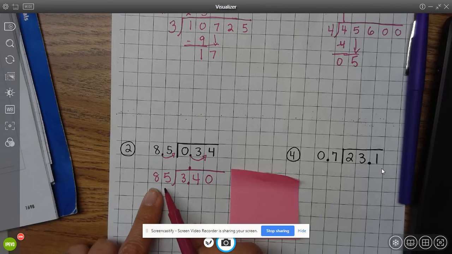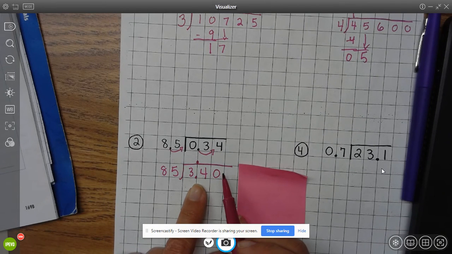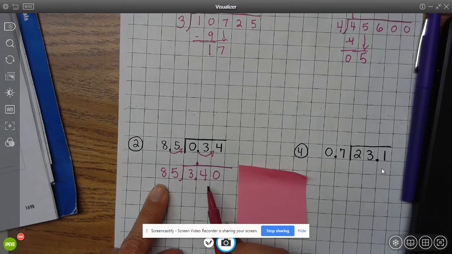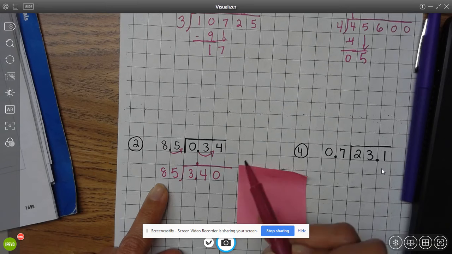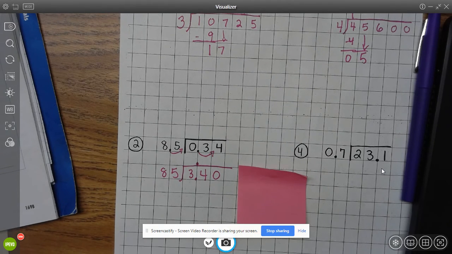Now, does 85 go into 340? It does. How many times? Do your compatible numbers or rounding and multiply 85 by a number to get to 340 or a number that is just below 340. Okay?